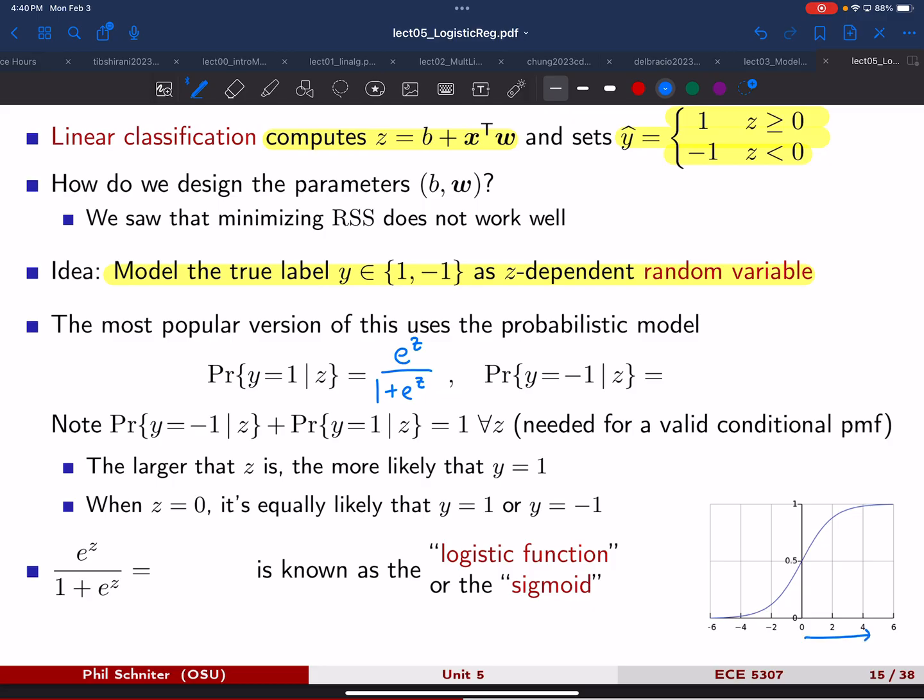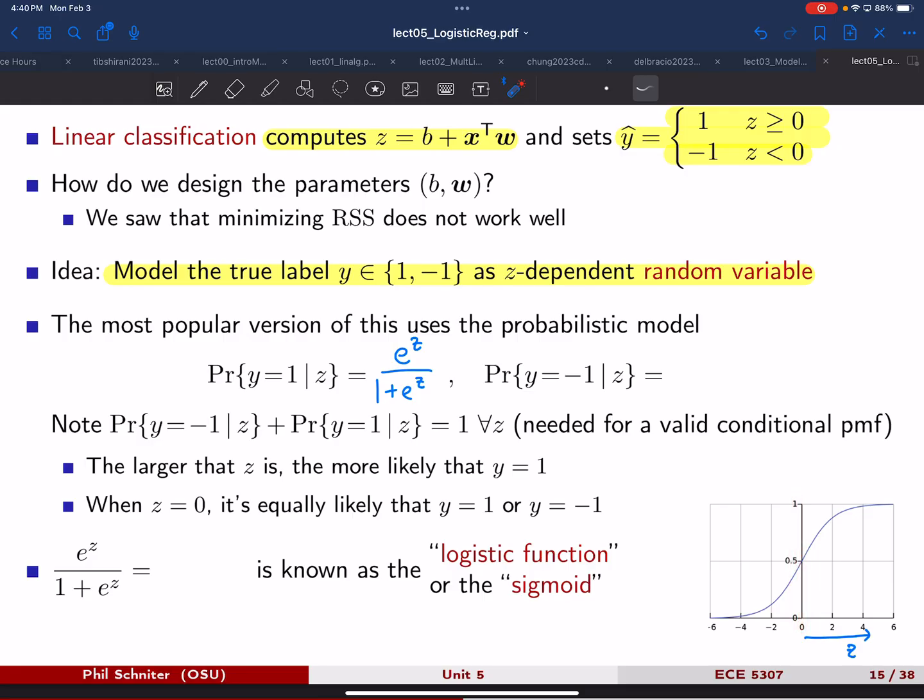And as z gets larger and positive, you get more and more confident that this label is 1. If z is 0, which we know is right on the boundary of classification, you don't know. It's with only 0.5 probability you believe y equals 1. That means with 0.5 probability you believe the alternative, y is minus 1. So this is like you have absolutely no idea between those two.